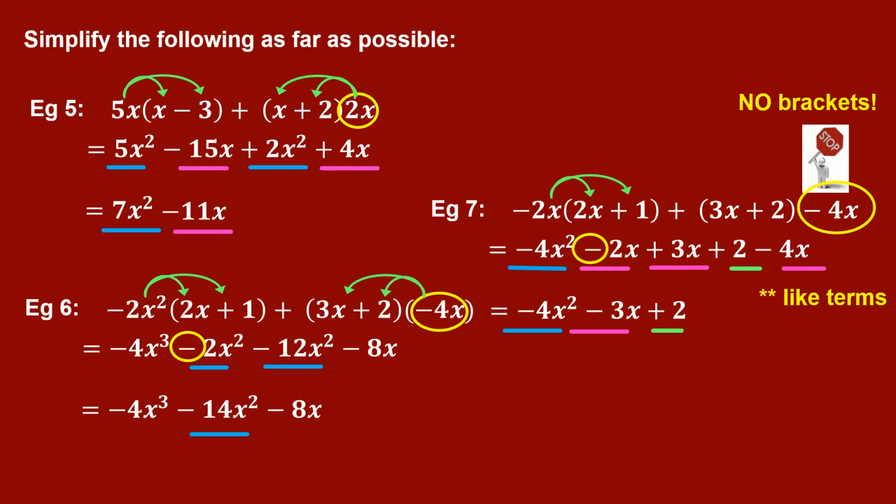So please look at the big difference between example 6 and example 7. In example 6, the minus 4x was in a bracket, which means multiplication. In example 7, there were no brackets, so no multiplication. But with example 5, I don't need brackets because it's positive. It's right next to the bracket anyway. Pause now so you can make some notes.